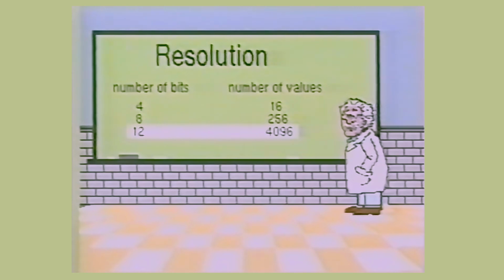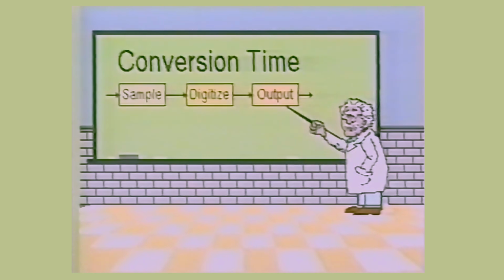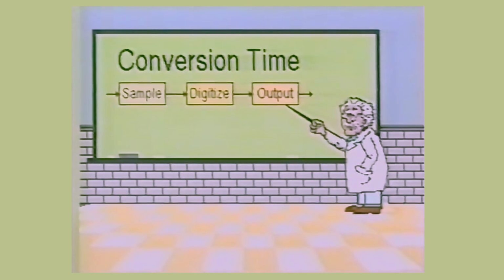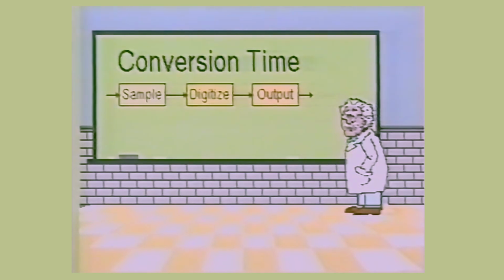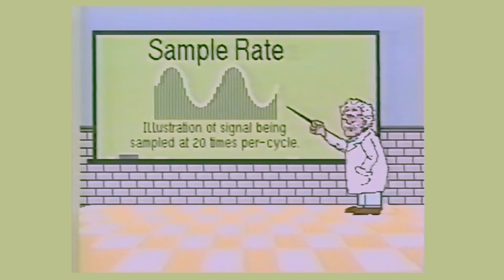As you can see, the more bits of resolution the AD converter can provide, the more accurately it will represent the analog input signal. The conversion time of the AD converter is the time required for the device to sample, digitize, and produce the digitized results at the output. The sample rate is the number of times the AD converter is able to examine the level of the input signal. The sample rate must never drop below 2.